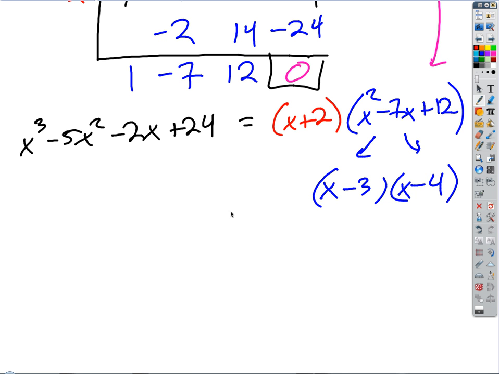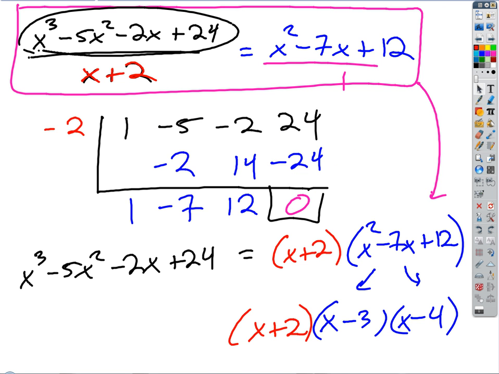And then don't forget that we also have this other factor that we were given, right? Make sense? So we could use the fact, in this case, that we were given one factor to divide that one out and find the other ones. What made it simple here is that when we divided the original expression by x plus 2, we were left with a quadratic factor. Quadratic factors are much easier to work with than cubic factors. They're smaller, right?